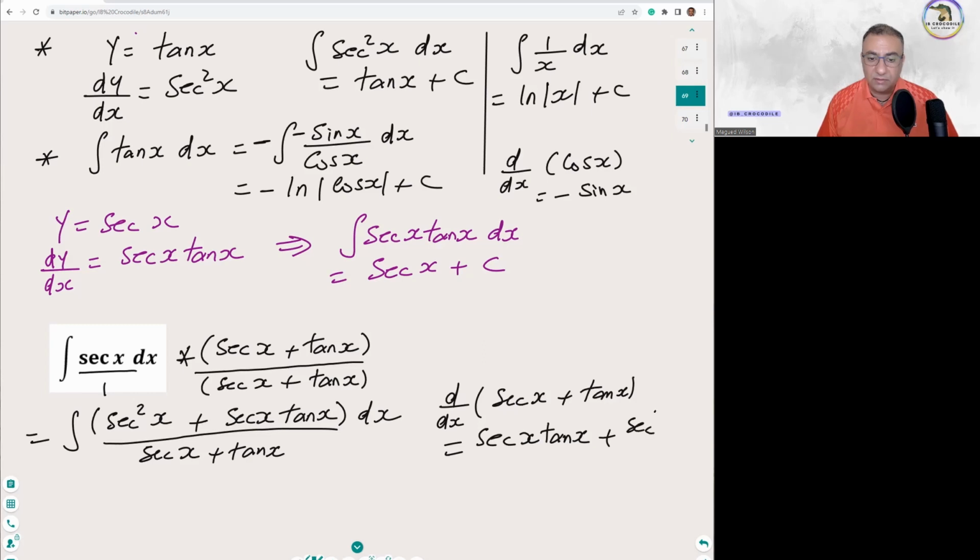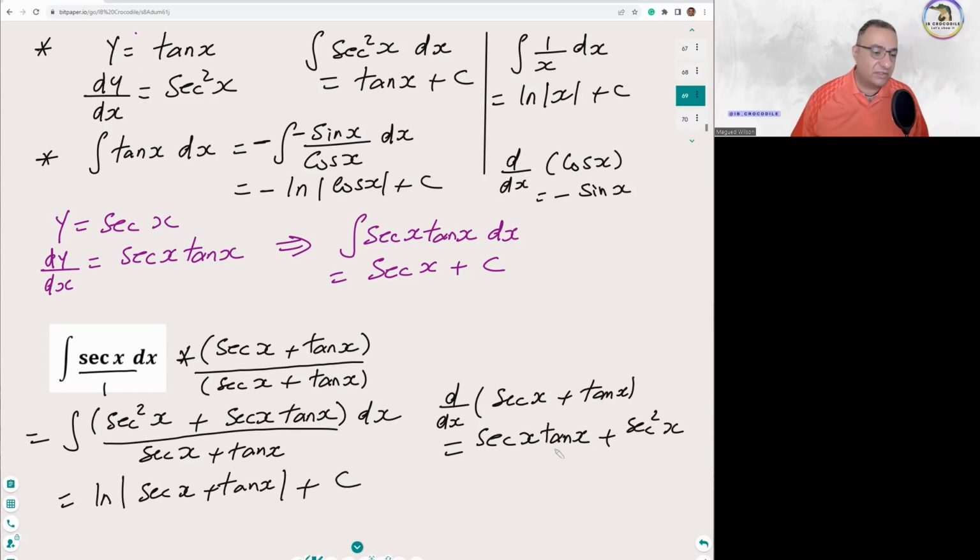Nice. Now compare this with the numerator. Do you have this in the numerator? Yes. So this is done in one step by inspection. It is going to be ln of the absolute value of sec x plus tan x. And then don't forget to add the constant of integration.